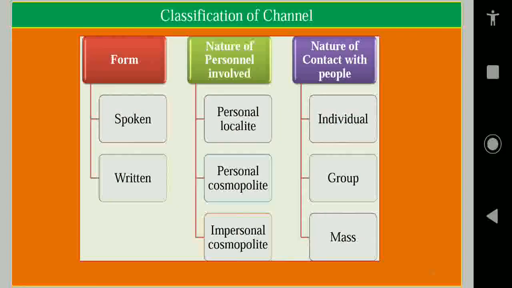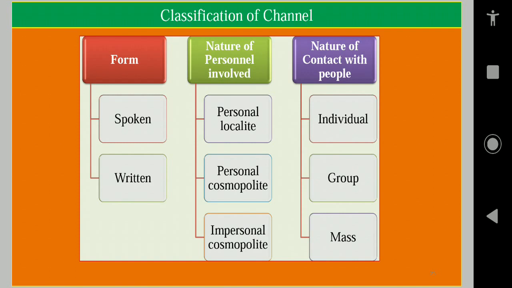And what is channel classification? Channel is classified into three types. The first type of classification is according to form. According to form, it is divided into two types, that is spoken and written. Spoken is farm and home visit, second is your farmer's call. Examples of spoken: farm and home visit, farmer's call, meetings, radio talk, etc. And written include personal letter, farm publications, newspaper, etc.